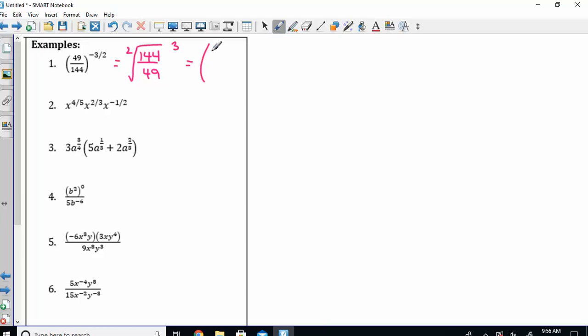Okay, what is the square root of 144? 12. The square root of 49? 7. And I need those to the 3rd power. So you probably don't know 12 to the 3rd off the top of your head. That's fine. And use your calculator. And 7 to the 3rd.